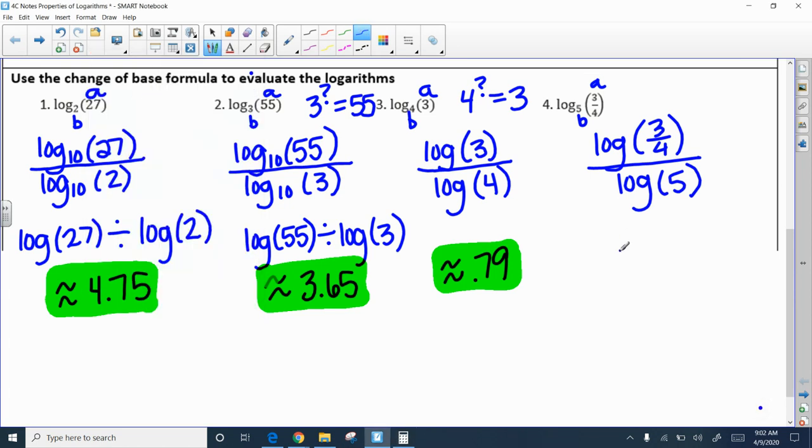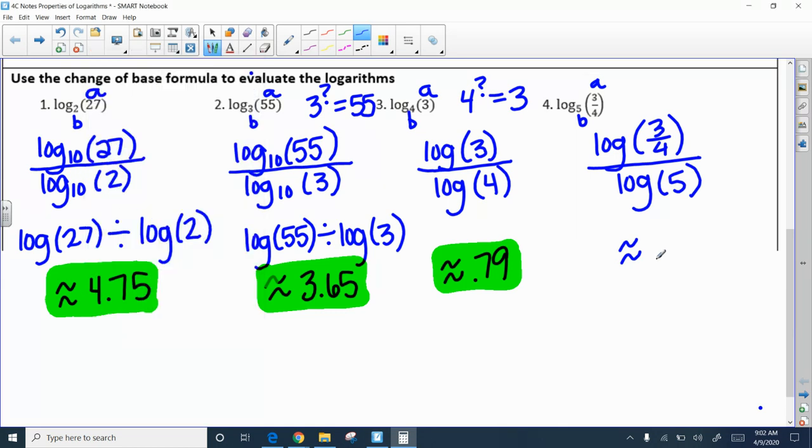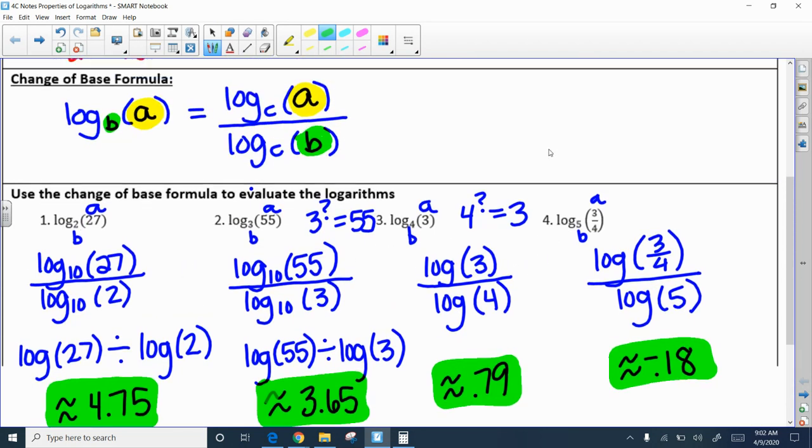And when I hit equal, we get approximately 0.179. I'll go ahead and round that to approximately 0.18. Negative, whoops, almost forgot the negative sign. So log base 5 of 3/4 is approximately negative 0.18. So we do need to be able to evaluate some logarithms using a calculator that have bases other than 10. So we do have to know this change of base formula.